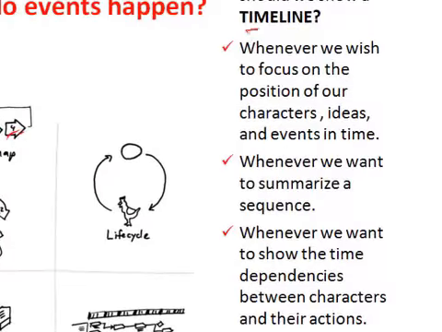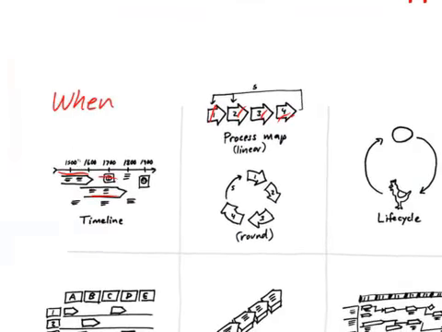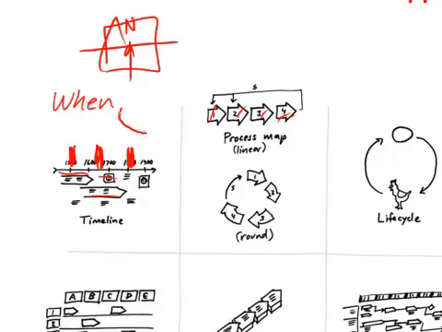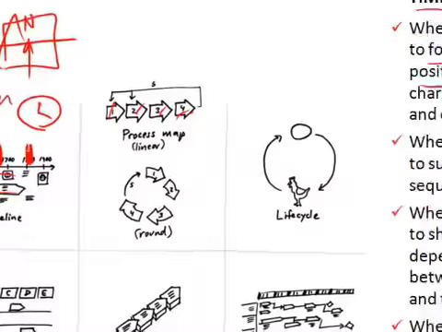When would I use a timeline in a presentation? Again, a very different type of picture than the other 3 that we'd seen so far. We use a timeline whenever we want to focus on the position of our characters, ideas, or events in time. So here's where this one was, and here's where this one was, and here's where this one was, not in space, not in north, but in time, in a position on a clock.